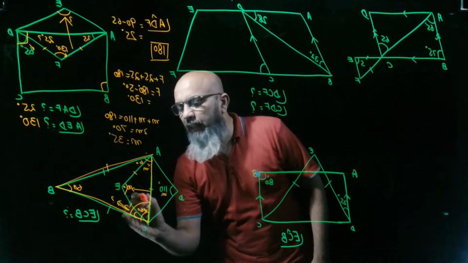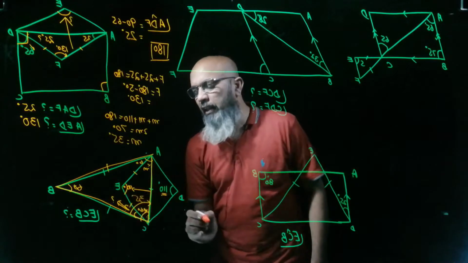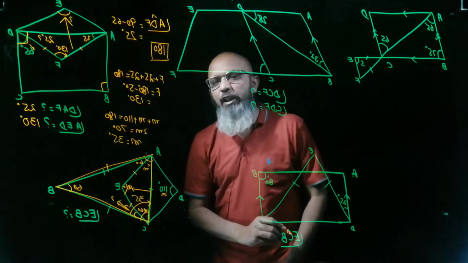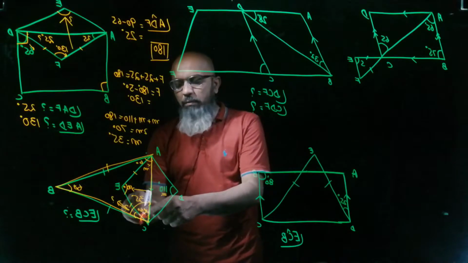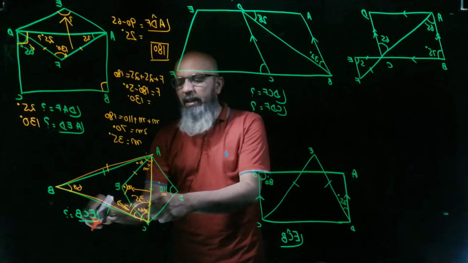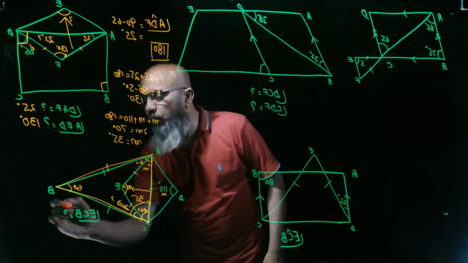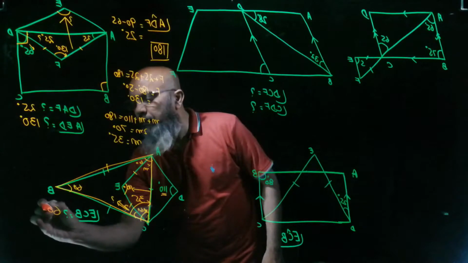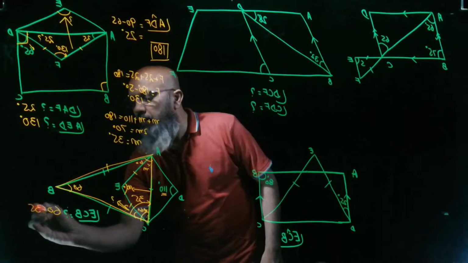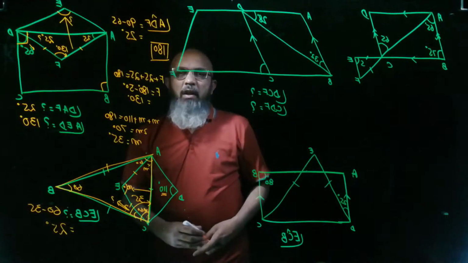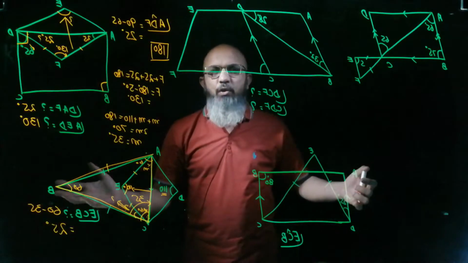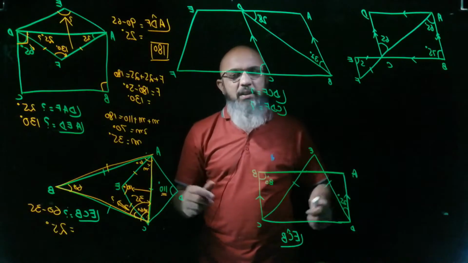So it means this angle is 35 degree and the total angle is 60 degree. So you will subtract 35 from 60 for finding angle ECB. Means you get 60 minus 35, so your answer is 25 degree. So in this way you solve these questions, right?